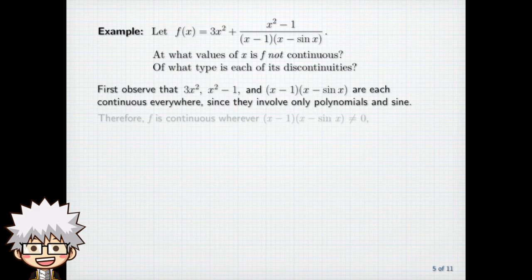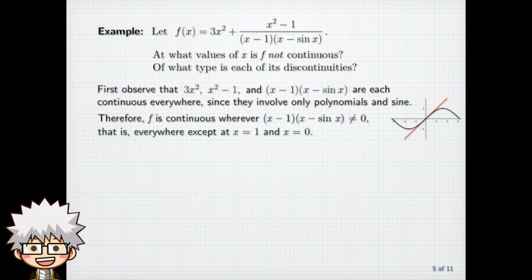Therefore, f is continuous wherever the denominator in the second term is not 0. That is, wherever x minus 1 times x minus sine x is not 0. Now x minus 1 is 0 when x is 1, and x minus sine x is equal to 0 only when x is equal to 0. You can see this easily from the graphs of x and sine x. The only point of intersection is the origin. So f is continuous everywhere except x equals 1 and x equals 0.